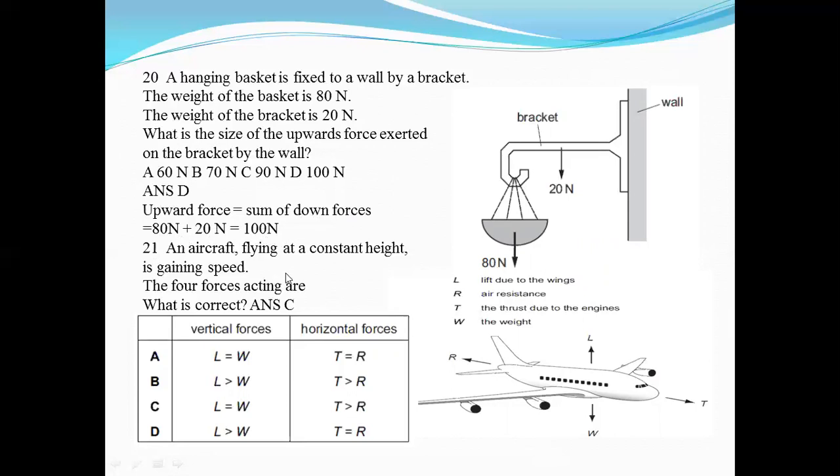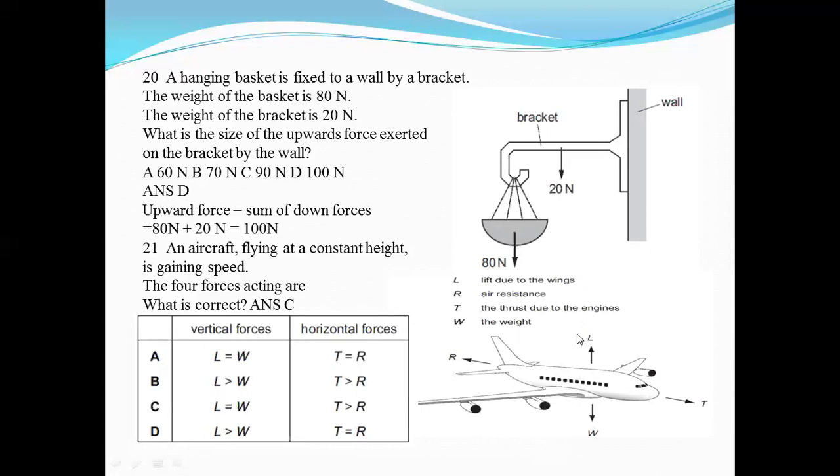Next question, an aircraft flying at a constant height is gaining speed. The four forces are acting, what is the correct? L is the lift due to the wings, that is acting in the upward direction, vertical force. Weight is the downward force. Lift and weight, they are two vertical forces. Horizontal forces are the thrust of the engine and the air resistance R. So C is the correct option.